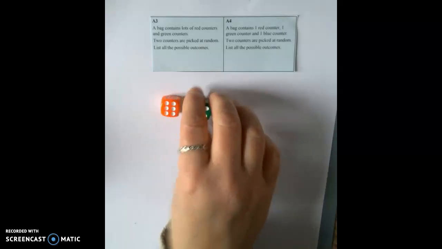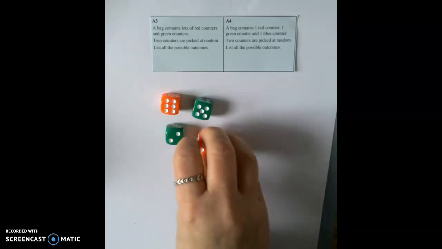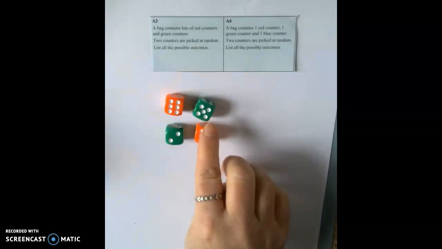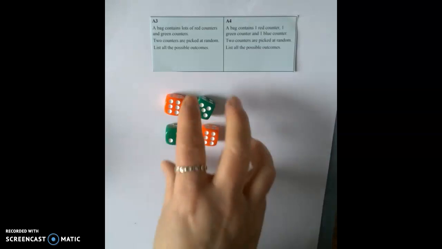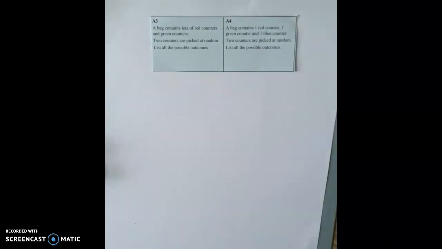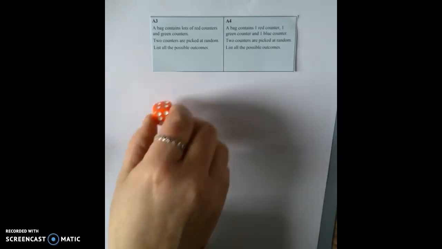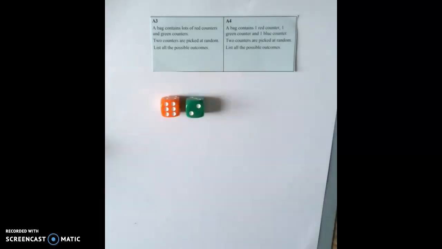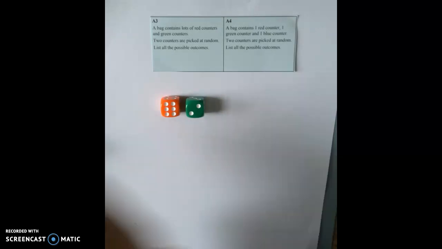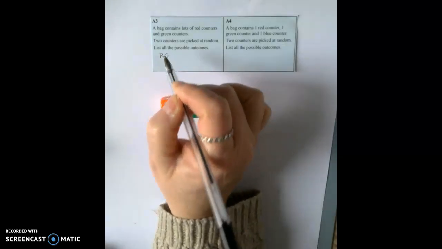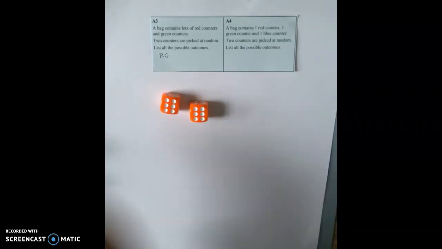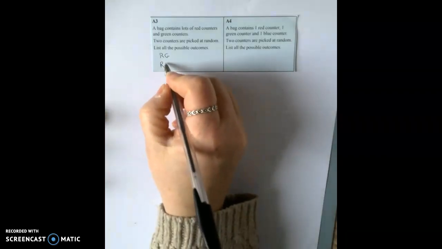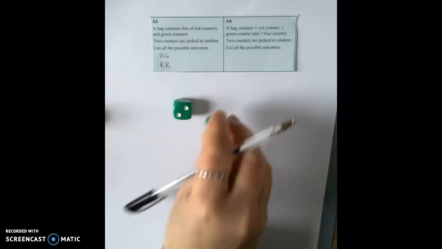So I'm going to use these dice, and I know it says counters and not dice. But if you just look at the colours, instead of red I've got orange, and I've got green, because I didn't have a red dice. But the same thing applies. So I'm going to pick two of these dice or two counters. I could pick an orange and a green one, so that is the same as a red and a green. If I write that down, red and green. I could also pick a red and a red one. That would be another option. I could also pick a green and a green one.